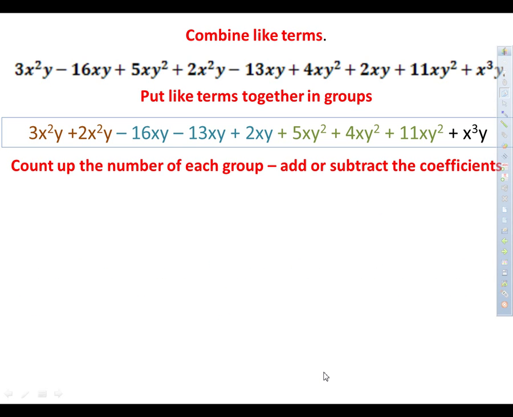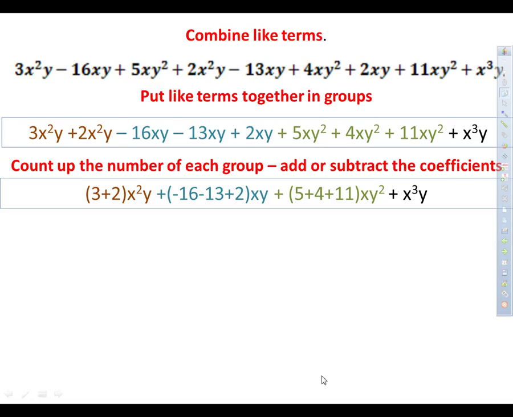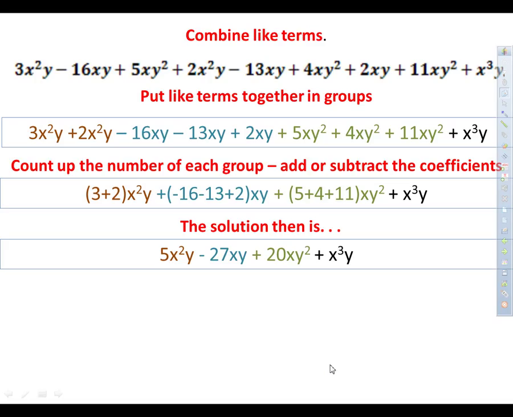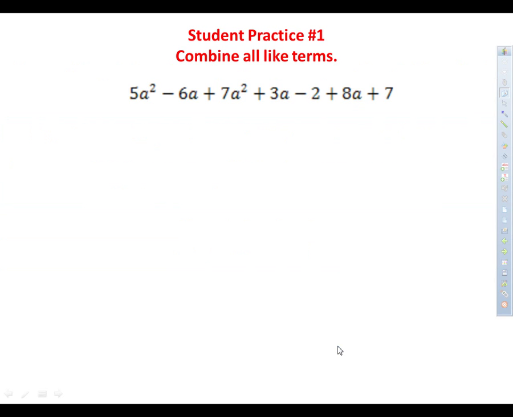Next, we count up the number of groups by adding or subtracting the coefficients. 3 plus 2 for our x squared y terms, negative 16 subtract 13 plus 2 for our xy terms, 5 plus 4 plus 11 for our xy squared terms, and again we have the x cubed y all by itself. The solution is 5x squared y subtract 27xy plus 20xy squared plus x cubed y.